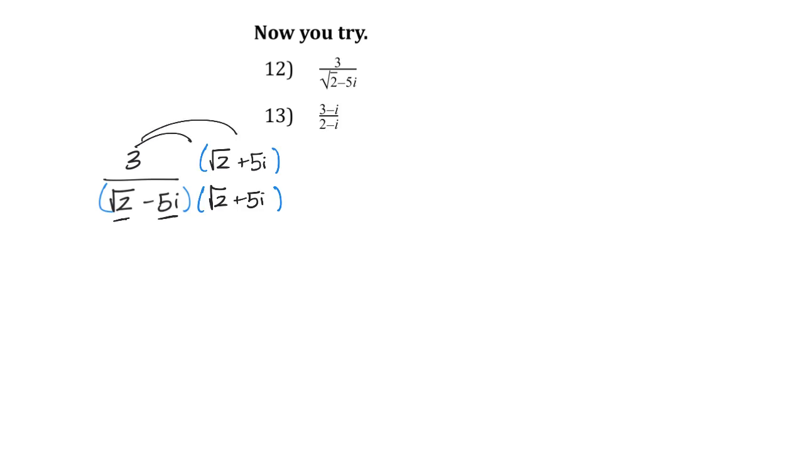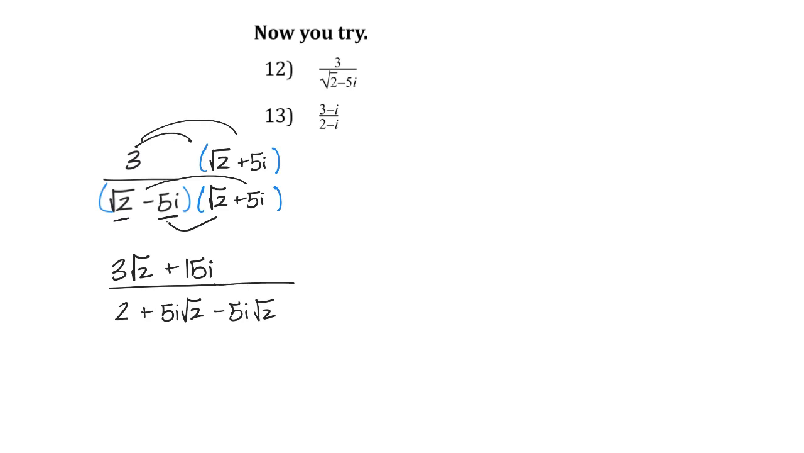3 times root 2. 3 times 5i. Square root of 2 times square root of 2 gives me square root of 4 or 2. Square root of 2 times 5i gives me 5i root 2. Negative 5i times root 2 is negative 5i root 2. And negative 5i times a positive 5i is a negative 25i squared.